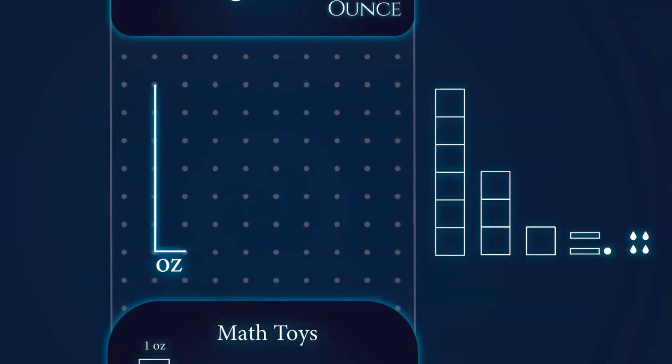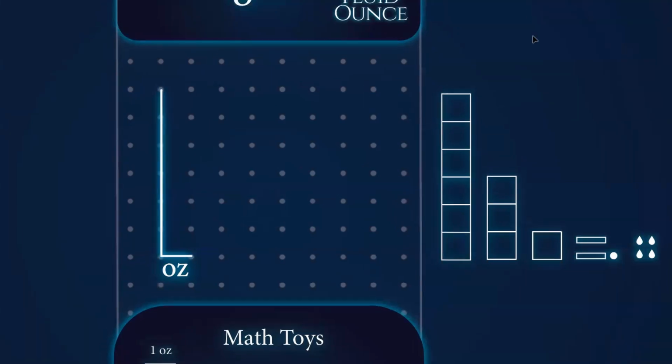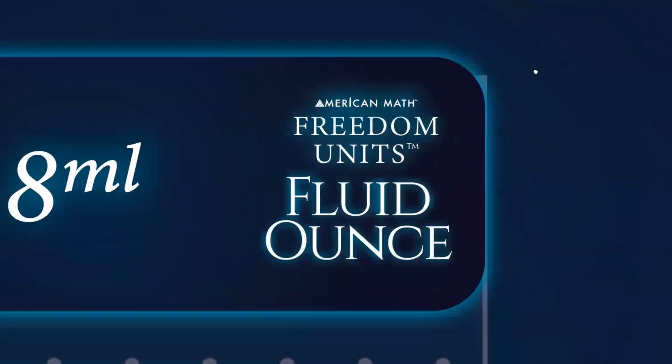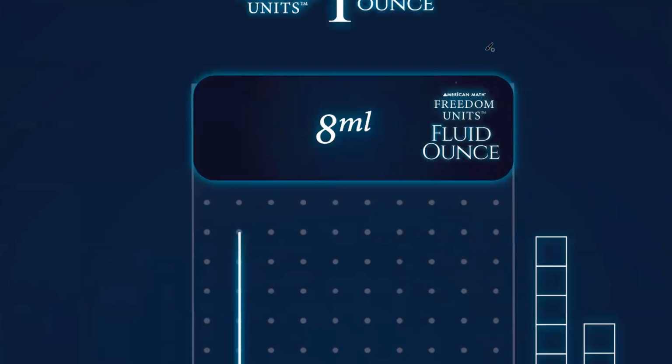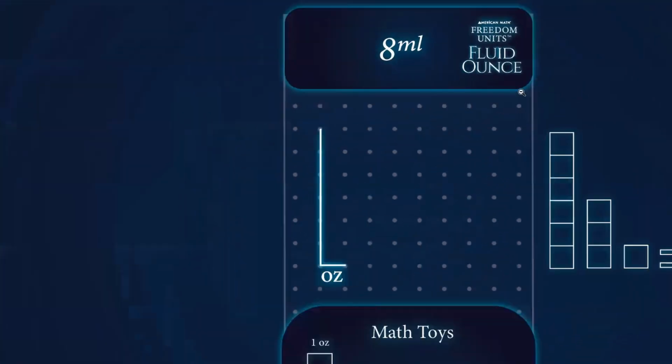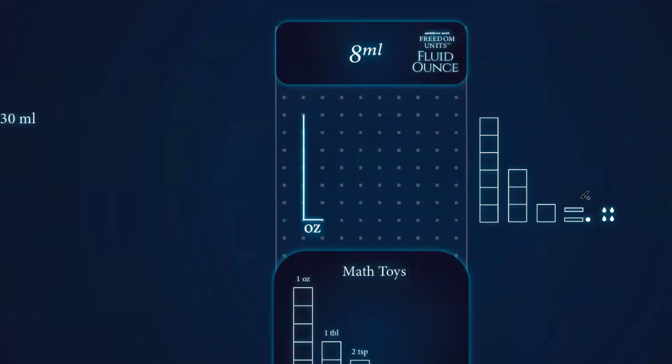You've got some brand new material to work with this week. What we're going to be moving into are American Math Freedom Units, or more commonly known as the US Customary System, but our Bitrix method of it is a little different, and so it needs its own name.